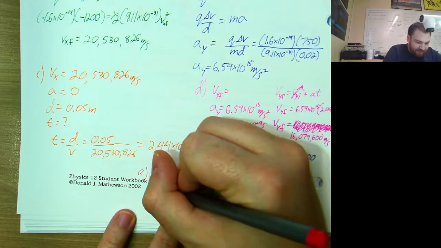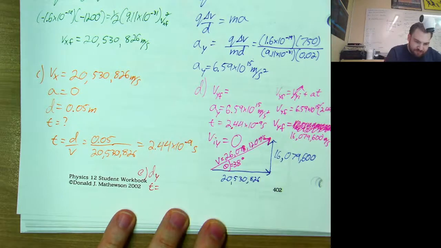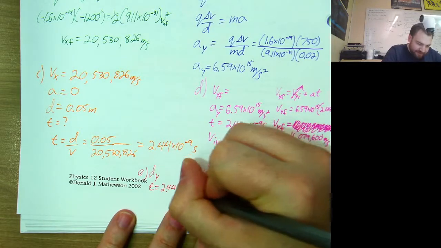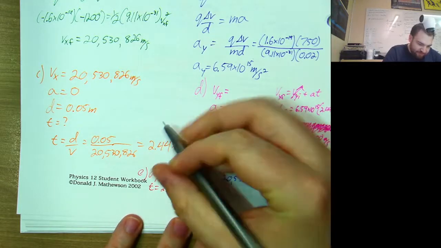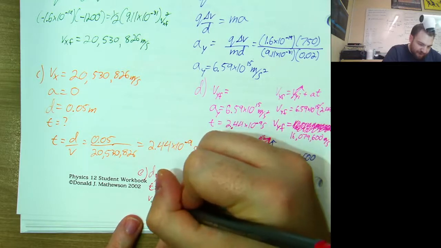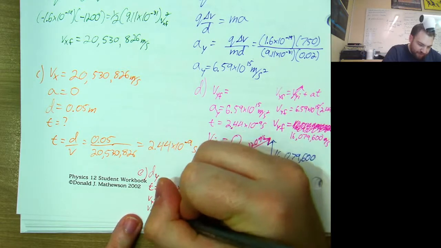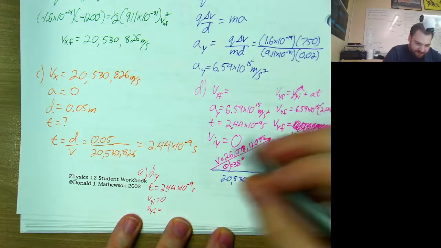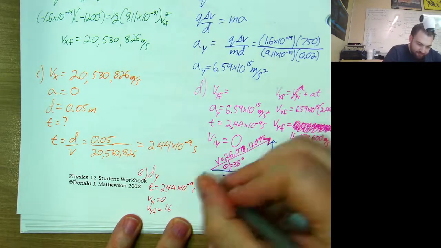We've got a length of time, 2.44 times 10 to the negative 9 seconds. We have a Vy initial of 0, and we've got a Vy final of 16,079,600.